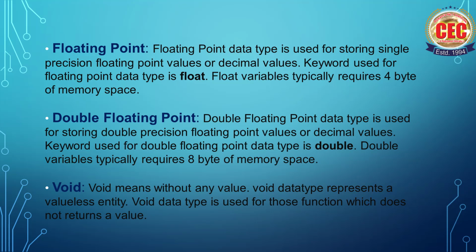Okay. Next is float. The size is 4 bytes and it stores fractional numbers containing one or more decimals, sufficient for storing 7 decimal digits. Next, double. The size is 8 bytes and it stores fractional numbers containing one or more decimals, sufficient for storing 15 decimal digits.